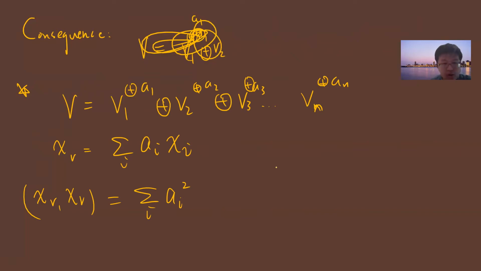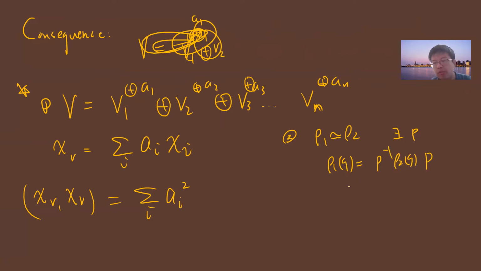And the second result is that if two representations are the same, they should have the same character, right? Because we already proved that if two representations are the same, there is a basis change P, which is invertible, such that ρ1(g) is the same as P inverse ρ2(g) P. So if you take the character, they become the same because you take a trace.